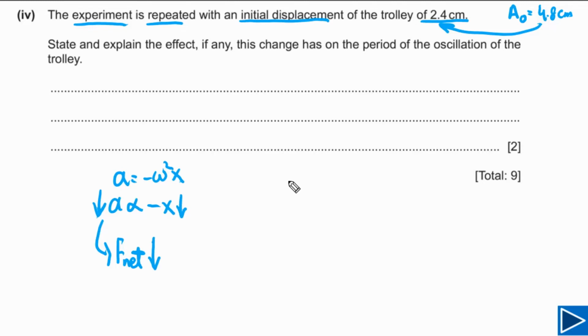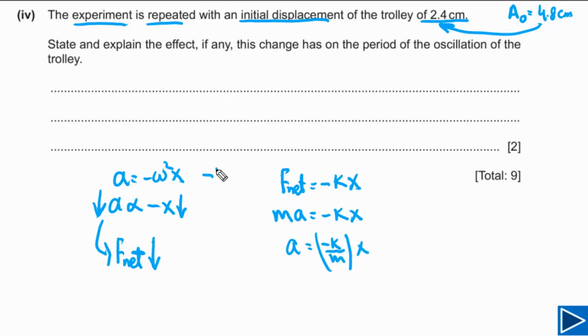In a spring mass system, we need to understand F net is equal to minus kx. But F net is also equal to ma. So simply we can say ma is equal to minus kx. From here we can find out a is equal to minus k over m times x. We can say this is equation 1 and this one is second. If we compare these two, we can find that minus omega squared x is equal to minus k over m times x.